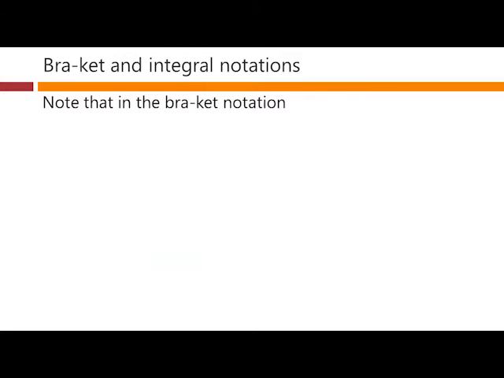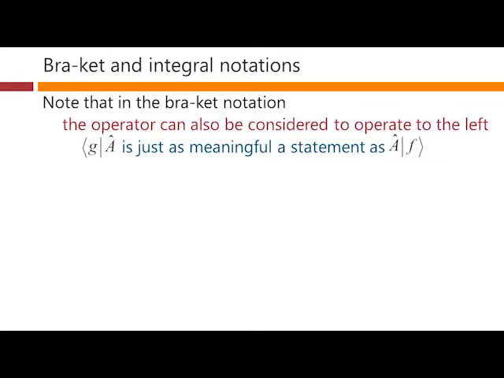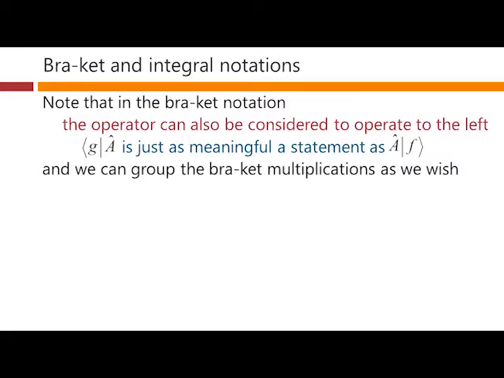Note incidentally that in bra-ket notation, the operator can also be considered to operate to the left. That is, this statement here, the bra vector g and the operator A, is just as meaningful a statement as the operator A and the ket vector f. And if you think about this as matrix vector multiplications, it's easy to see why. This is a perfectly legal matrix vector multiplication, just as this one is. So we can group bra-ket multiplications as we wish. We can group this bra-ket multiplication this way, or we can group it this way.